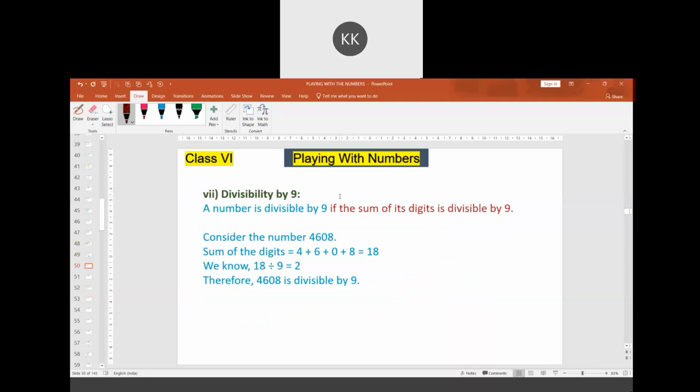Right. Going back to test for divisibility by 9, we have to follow the same procedure we adopted for the test for divisibility by 3. That is, we need to add the digits. When the sum of the digits is divisible by 9, then the number is divisible by 9. It is the same as the test for divisibility by 3.